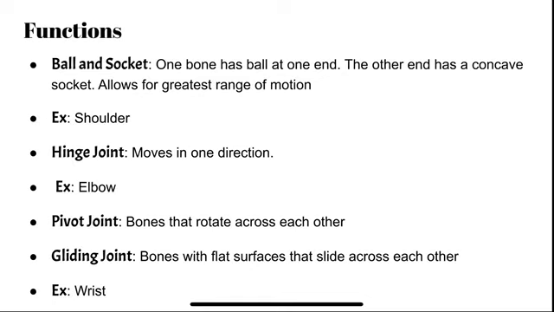Another type is the hinge joint, which only moves in one direction. An example is the elbow. Another type is the pivot joint, which is where the bones rotate across each other. An example is the neck joint. The last type is a gliding joint, which is where bones with flat surfaces slide across each other. An example would be your wrist.